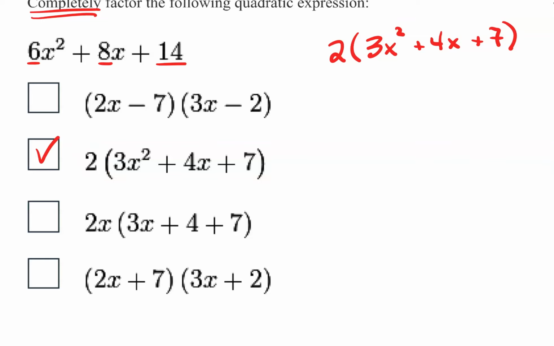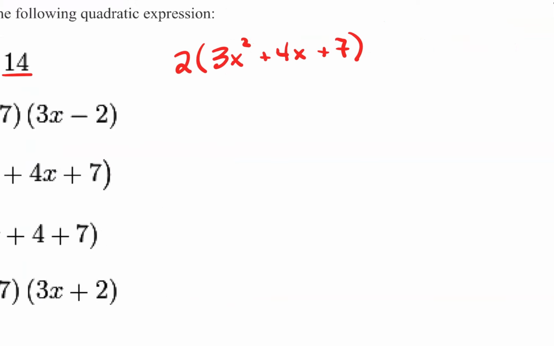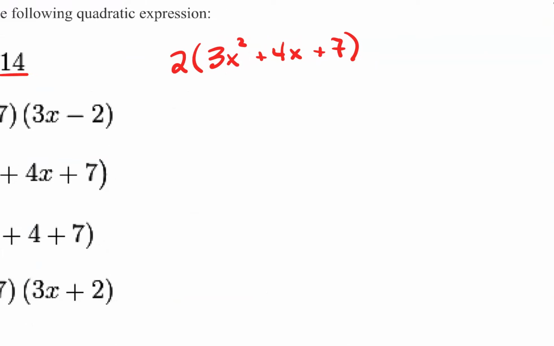Now, we may, on occasion, be able to continue to factor further into 2 binomial groups, like suggested here with part A and part D. But in order for that to be possible, we'd have to be able to find 2 factors of 3 and 2 factors of 7 that FOIL together to make 4. So I'm going to go ahead and write 2 here out front. I'm going to assume that this is factorable. Let's just check this out.